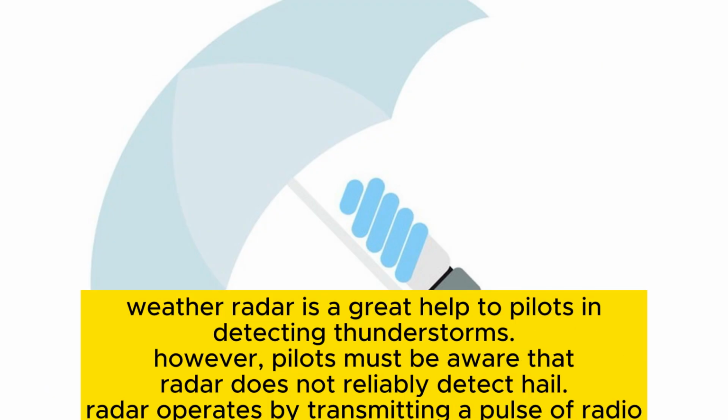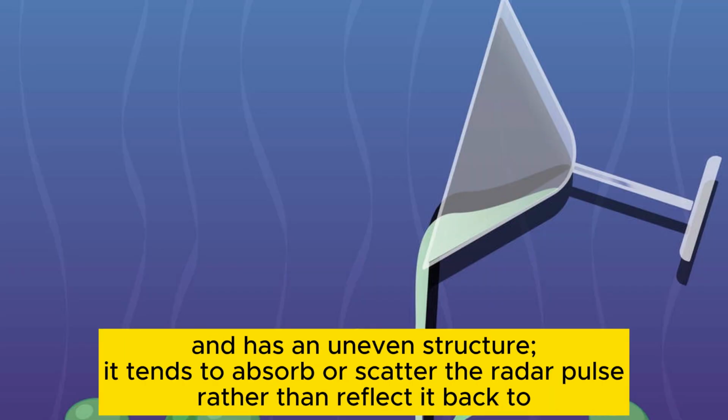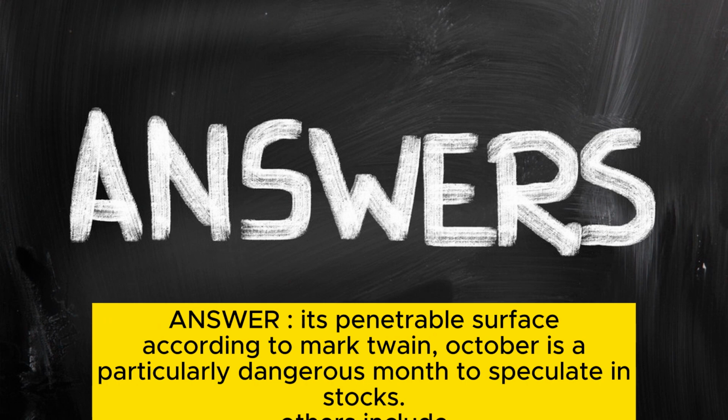Weather radar is a great help to pilots in detecting thunderstorms. However, pilots must be aware that radar does not reliably detect hail. Radar operates by transmitting a pulse of radio energy and receiving the pulse again after it is reflected by a target. Large raindrops, the kind found in intense thunderstorms, are the best radar reflectors and will show up as intense targets on the screen. Hail is somewhat porous and has an uneven structure. It tends to absorb or scatter the radar pulse rather than reflect it back to the antenna. According to the paragraph, weather radar does not reliably detect hail because of. Answer: its penetrable surface.